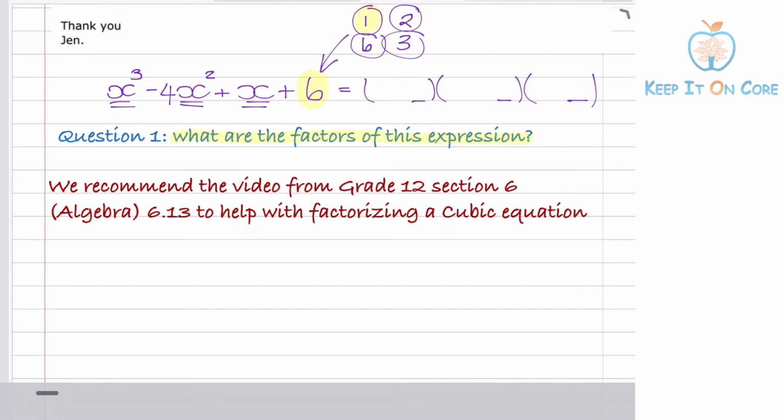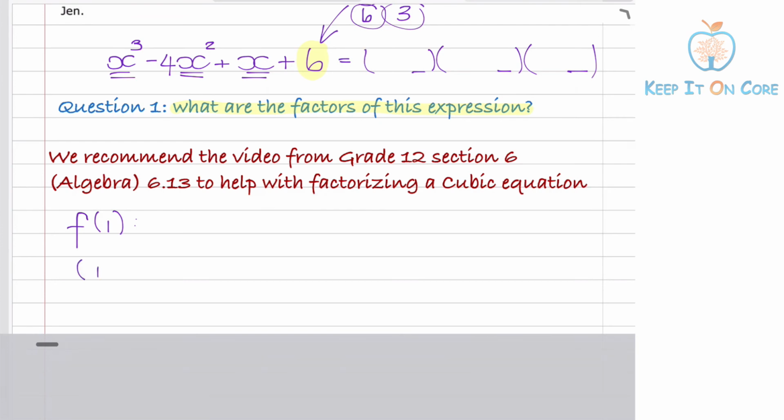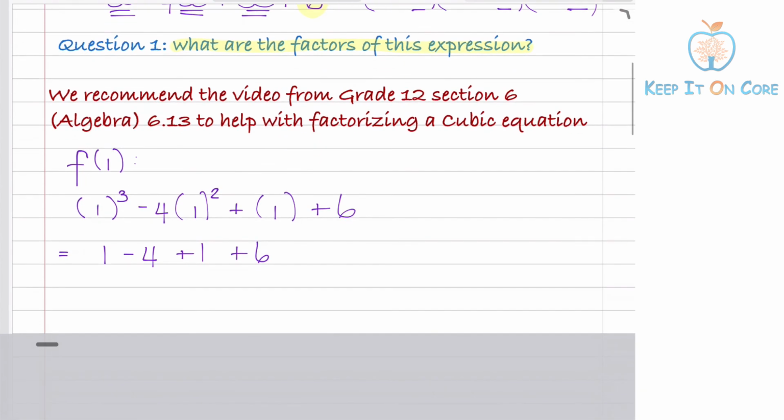So we're going to start with positive 1 and substitute in. This is how we're writing it: we're going to take f of 1. We're substituting all our x's with 1s and we're going to see what that gives us. That's going to give us 1 minus 4 plus 1 plus 6. That's 6, 7, 8 minus 4, leaving me with positive 4. Do you agree with me? I'm not getting a 0 there, and if you're not getting a 0, that means this is not a factor.